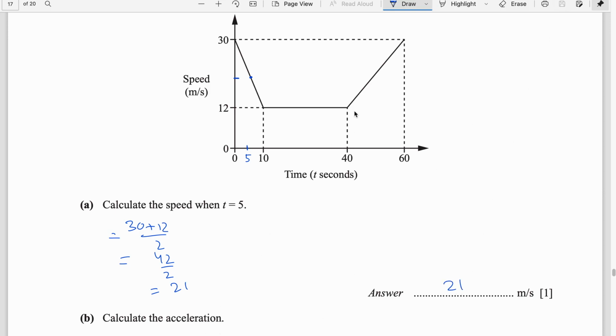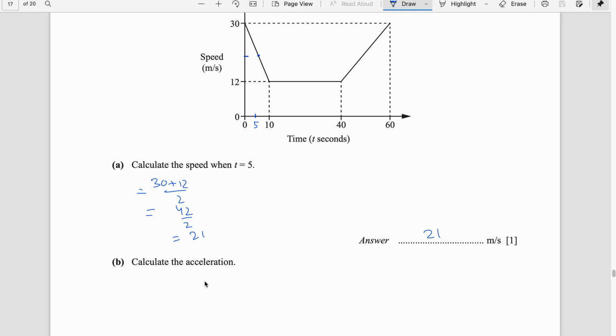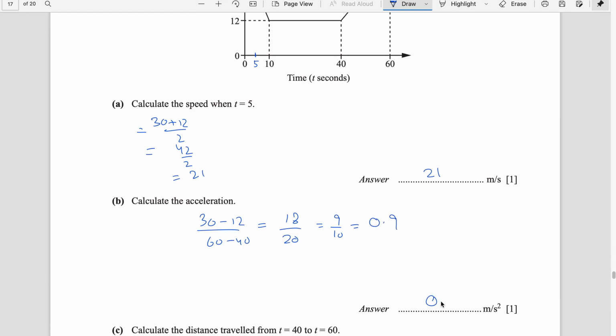Calculate the acceleration. It is accelerating in the second part. Acceleration is the gradient. So (y2 - y1) over (x2 - x1), 18 by 20, 9 by 10, 0.9.